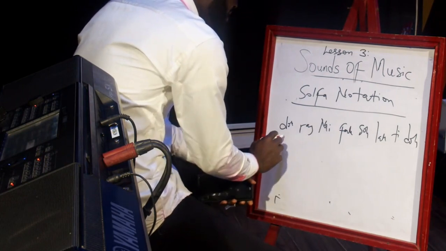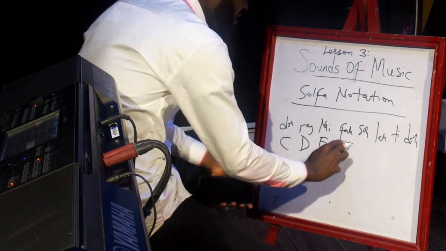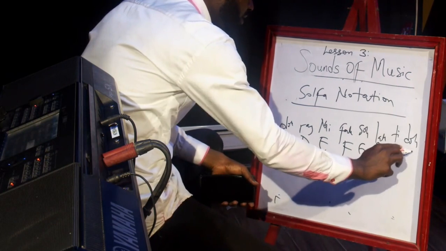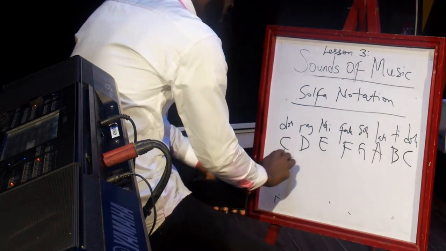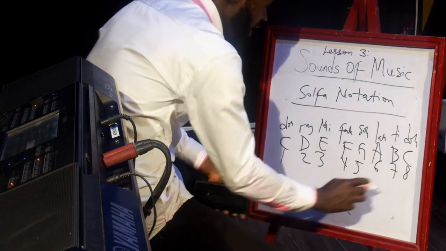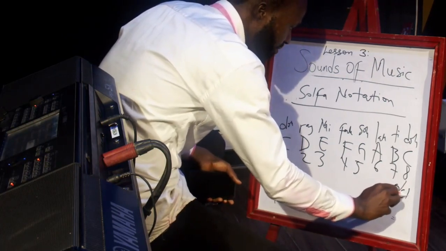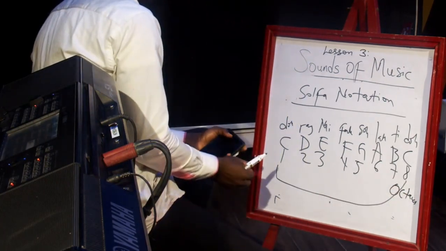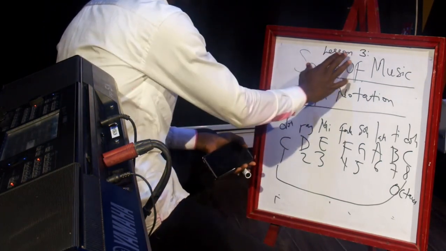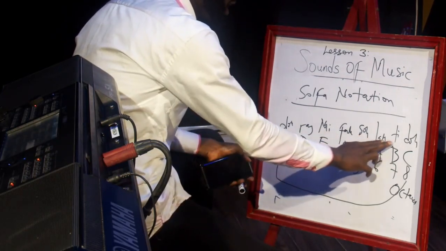For instance, I can say this is letter C, this is letter D, this is letter E, this is letter F, this is letter G, this is letter A, this is letter B, and this is letter C. So we now have 1, 2, 3, 4, 5, 6, 7, 8. As you can see, from do to do is what? An octave. As we explained. So this is what we call the sounds of music. So in a nutshell, the sounds of music is what? Do, re, mi, fa, so, la, ti, do.